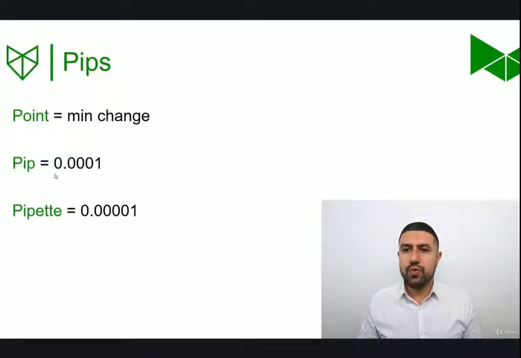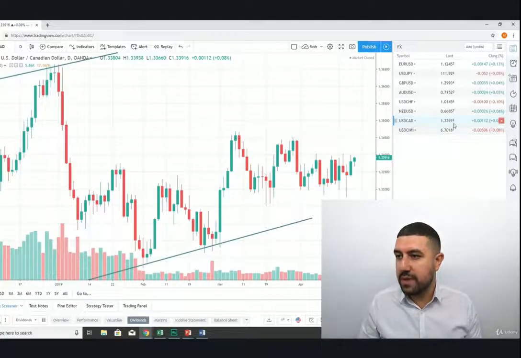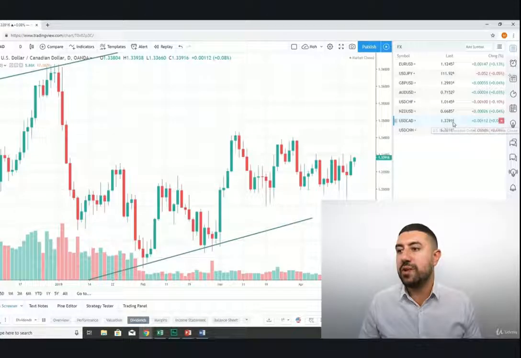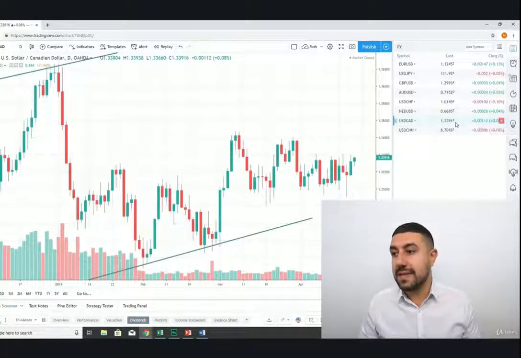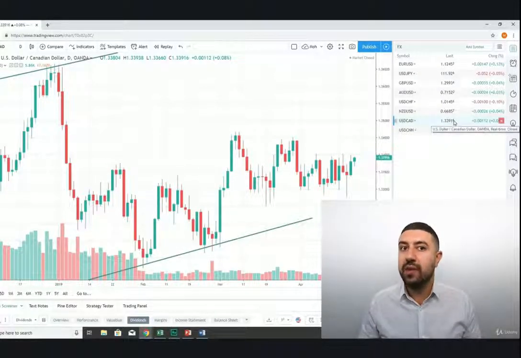Now, we became so precise that we've actually also added something else. We've added a pipette, which is 5 decimal places down, 0.00001. So we're even more precise. You'll see here this small 6, that's a pipette, right? So if this currency goes from 1.33916 to 1.33918, then it went up by 2 pipettes, right?